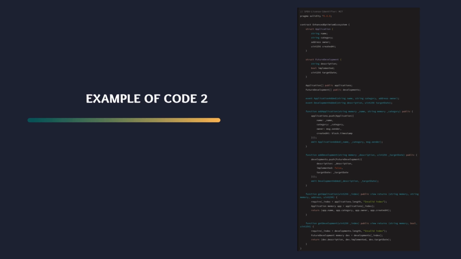Now let's explore a more detailed contract that not only manages applications but also tracks future developments within the Optimism ecosystem. 1. Introduction to the contract. This enhanced contract, named EnhancedOptimismEcosystem, allows users to add and retrieve information about both applications and future developments. 2. The Application struct now includes a timestamp for when the application was created, in addition to its name, category, and owner. 3. The FutureDevelopment struct holds information about upcoming features, including their description, implementation status, and target date.